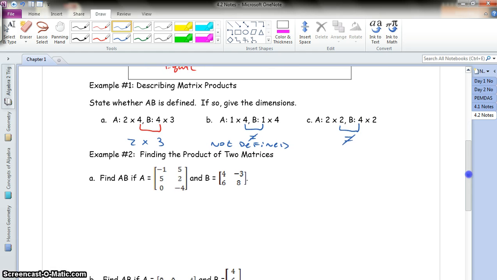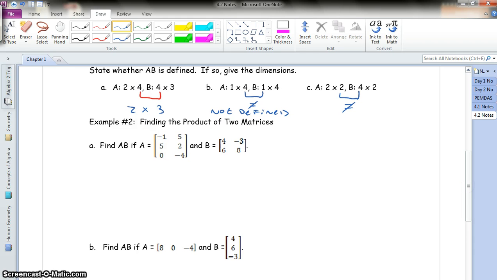Okay, so let's try this. Now, finding the product of two matrices. The first thing we must check is whether it is the right size. Here we have 3 rows by 2 columns, and over here we have a 2 by 2 square matrix. Our 2s work out, so my resulting matrix is going to be a 3 by 2. Sometimes people like to draw a picture to remind themselves what it's going to look like. So we have 3 rows by 2 columns.